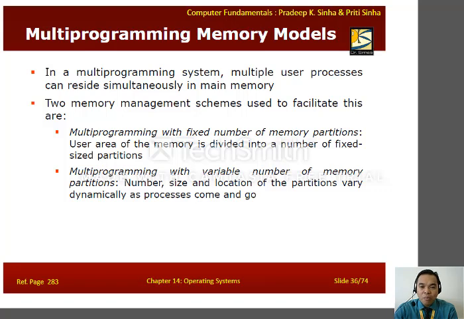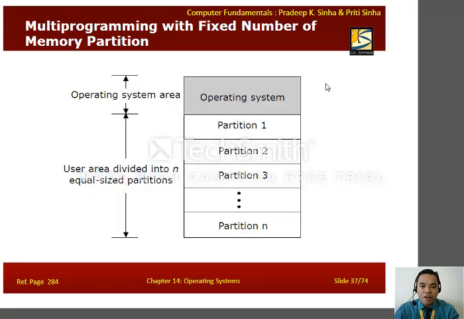Next, we have multiprogramming memory models. In a multiprogramming system, multiple user processes can reside simultaneously in main memory. We have two memory management schemes used to facilitate this. The first is multiprogramming with a fixed number of memory partitions. The second is multiprogramming with a variable number of memory partitions. With a fixed number of memory partitions, the user area of the memory is divided into a number of fixed size partitions, while in the other one, the number, size, and locations of the partitions vary dynamically as processes come and go. And we have here a diagram that will show you multiprogramming with a fixed number of memory partitions.